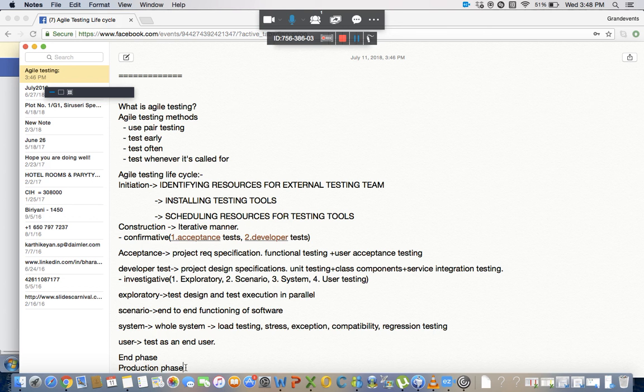Next is the production phase. Here the project is implemented in the production box, and the team has to provide support.